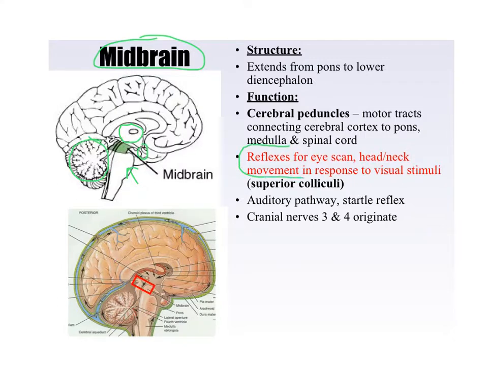Reflexes. So, as you are scanning, if you're reading this from left to right and your eyes are following the words, that is the eye scan reflex. So your eyes are able to scan visual stimuli and follow them very smoothly. You don't have to think about it because that's a reflex that originates in the midbrain. And that reflex originates in a location of the midbrain called the superior colliculi. Do not think you'll have to know that, but might as well write it down just in case.